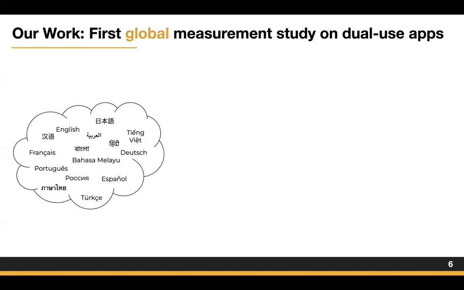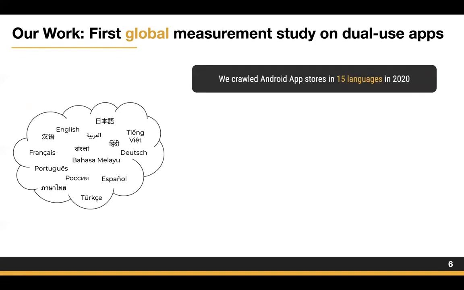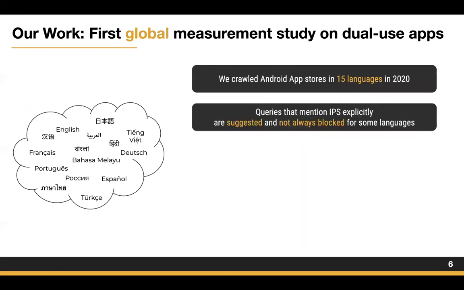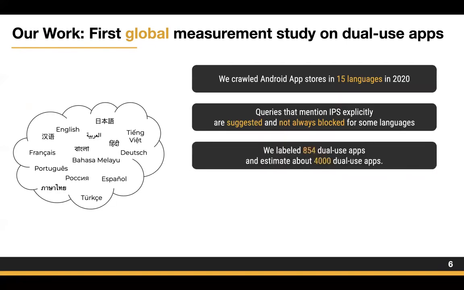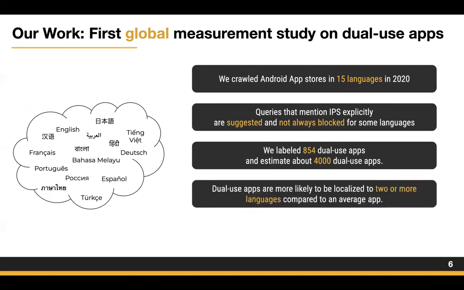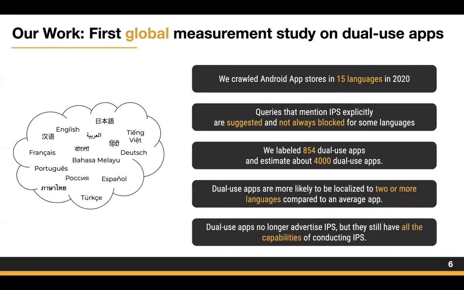We crawled Play Store using 15 popular spoken languages supported by the store. We found that Play Store does not always block queries that mention IPS explicitly, and that the store suggests IPS queries in some languages. We found more than 800 dual-use apps and estimate that our dataset contains about 4,000 dual-use apps. We also found that dual-use apps are localized more often than other apps. Finally, due to new policies by Google, apps do not promote IPS anymore, but they still provide the same IPS capabilities found by prior work.